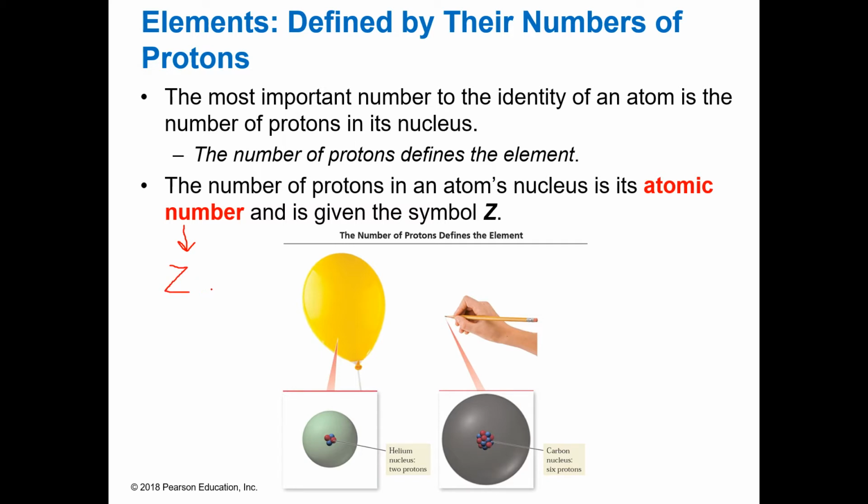Okay, so I'll give you an example. The atomic number for sodium is 11. So Z for sodium would be 11. And what that means is that I have 11 protons in a sodium atom.